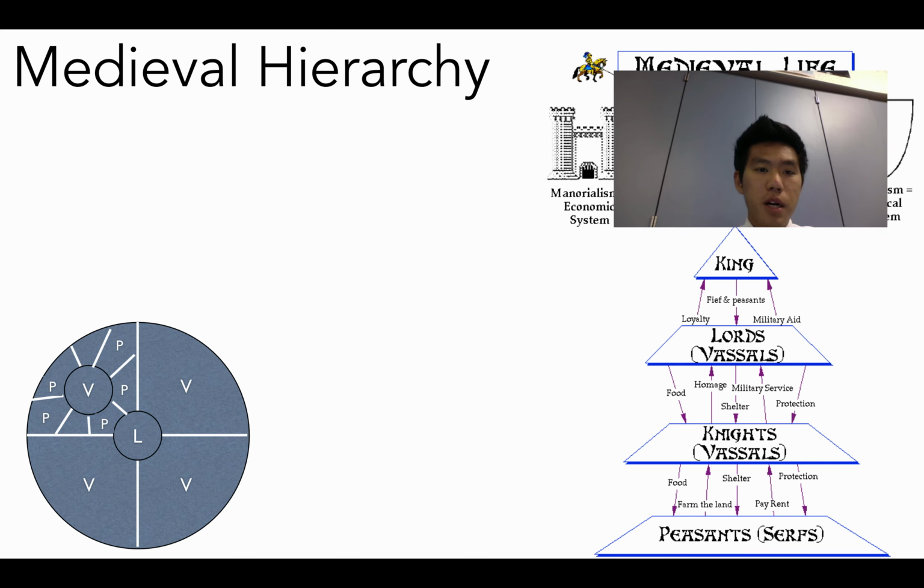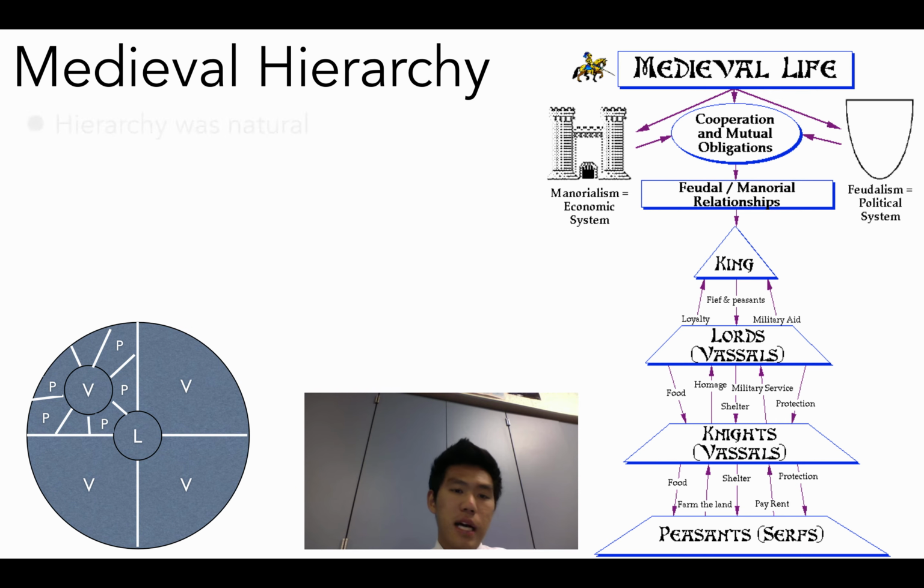Okay, so one thing about medieval hierarchy is that it was a natural thing. It's just assumed that this was the way of life. And as you can see on the right-hand side with this triangle that's split into different pieces, you have the king at the top, then you have the lords, vassals, knights, and peasants. And that's kind of how God designed the world. That's what they thought it was.